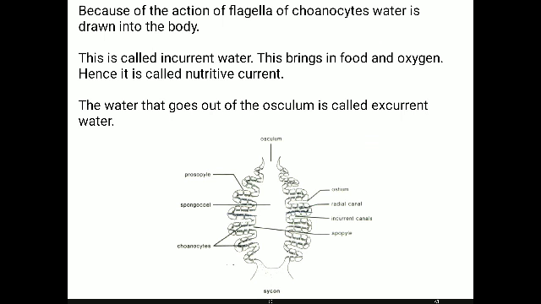Because of the action of flagella of choanocytes, water is drawn into the body. So in the flagellated chamber, the action of the flagella present in the choanocytes will draw a water current into the body. This is what is called incurrent water. Usually this incurrent water brings food and oxygen, which is very essential for the body to survive. Hence it is called nutritive current. The water that goes out of the osculum is what is called excurrent water.